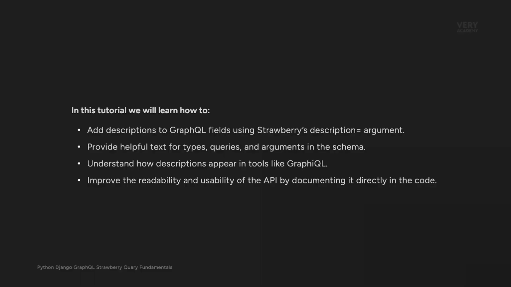Right, so we've seen how to add simple descriptions to types and fields, and later on in the course, arguments using Strawberry, and how those descriptions then show up automatically in tools like GraphQL. Now, these are just small touches that can make a big difference. They help us keep our API clear, understandable, and easier to use, especially as it grows.